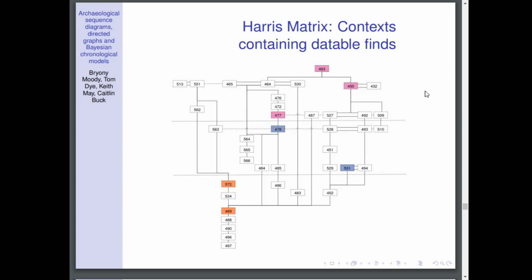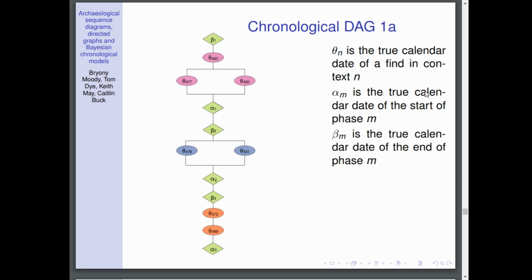So going back to the Harris matrix, suppose we found datable finds in the coloured contexts, so 7 in total. So we can produce this chronological DAG here, where we have the start of phases, such as alpha m, so start of phase 3 is at the bottom here, the end of phases, so beta m is the end of phase m, and then anything that's dated theta n is the date of a context found in context n.